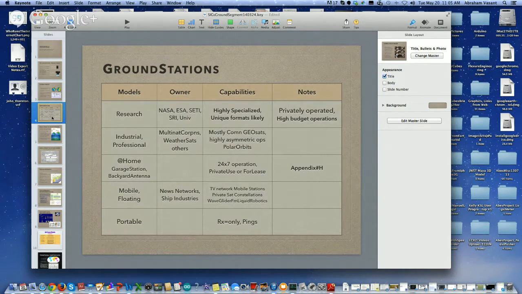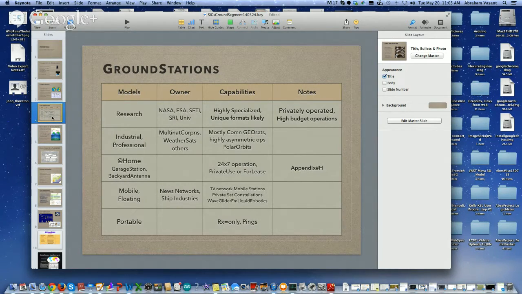When it comes to ground stations, there are several types and several scales. Typically, the ones funded for research, like those with NASA, the European Space Agency, SETI, Stanford Research Institute, and several other universities with large budgets, are able to afford huge ones, and they tend to be highly specialized. Unique formats are likely, often privately operated, with a big budget and a specific target in mind.